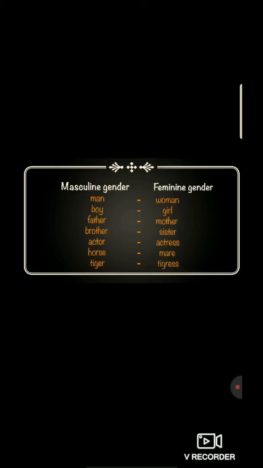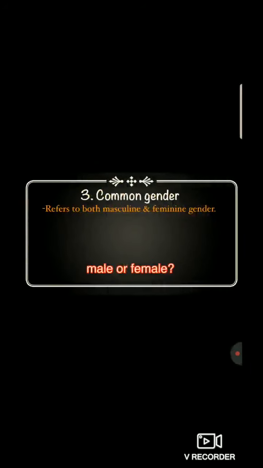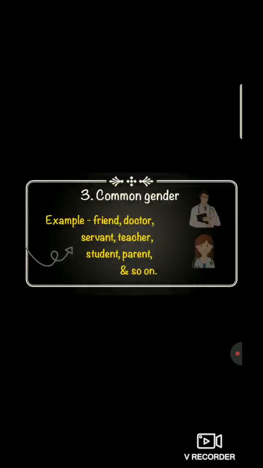In masculine gender the last one is a tiger, so in feminine gender it will be tigress. Students, now the third one is common gender. The definition of common gender is a noun that refers to both masculine and feminine gender. It's called a common gender. The examples of common gender are friend, doctor, servant, teacher, student, parent, and so on.